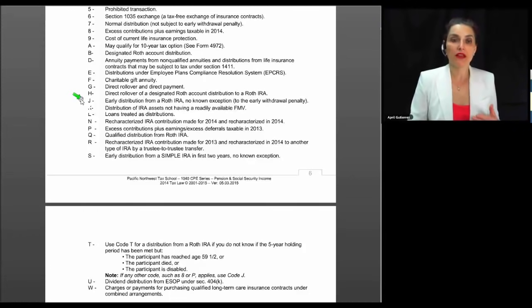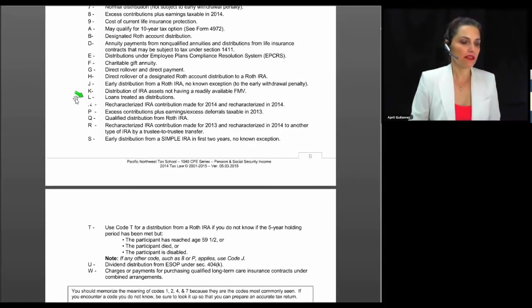Because remember, everyone who has a Roth IRA automatically has a basis in it, because you can never make a non-deductible contribution to a Roth. You always have a basis in your Roth, and therefore, figuring the amount of income and any penalty you might have to pay on an early distribution from a Roth account, when you see a code J, you're going to have to do some computations.